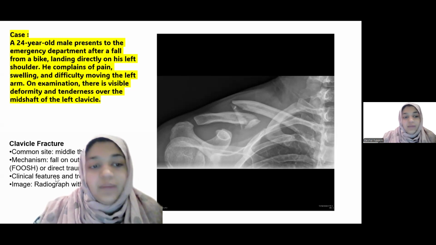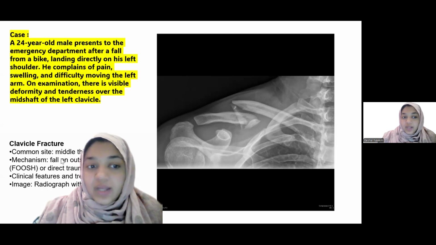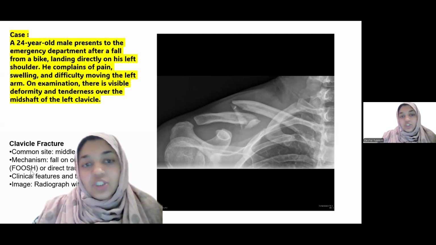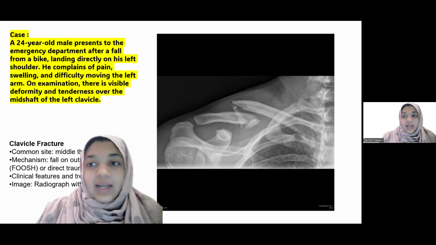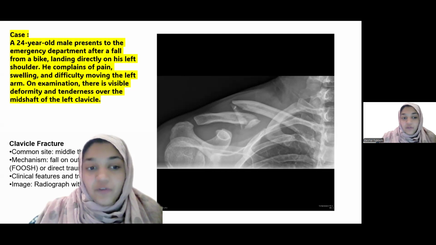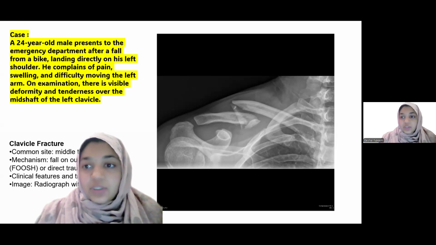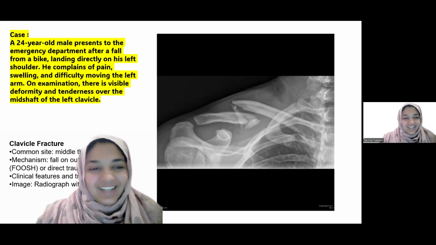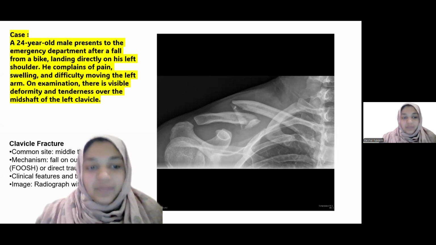So as you can see here, the common site is the middle third, and the mechanism, FOOSH, means fall on outstretched hand. So if I'm falling and I use my hand to take the impact of my fall, all of it travels to my clavicle, and the union where the two ends meet is the area that withstands most of the impact. So that's why that part breaks.